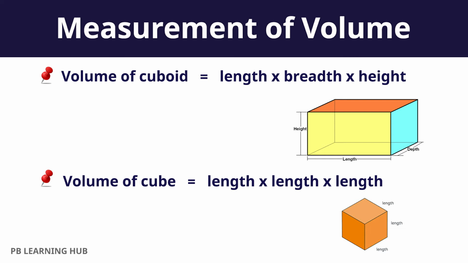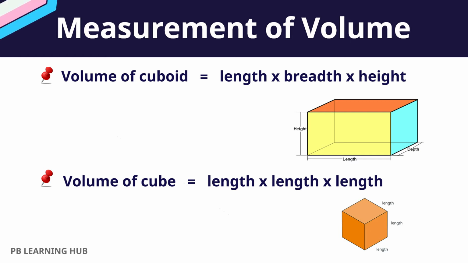Similarly, for cube also use this formula, length into breadth into height. But in the cube, all the sides are equal. So that is why the volume of cube is equal to length into length into length.